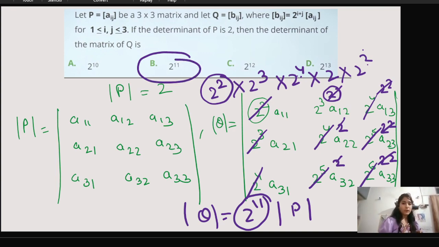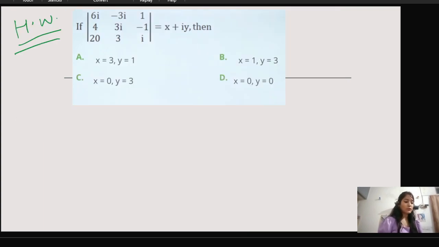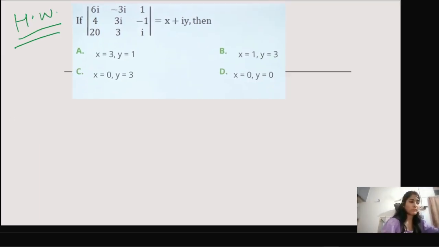Okay, so today this is enough for today's lecture, and this is the homework question. You can do it in the homework and write the answer in the comment box. I will check the answer. I will come with the next video, and there I will explain more questions of determinants, and I will explain more properties also.